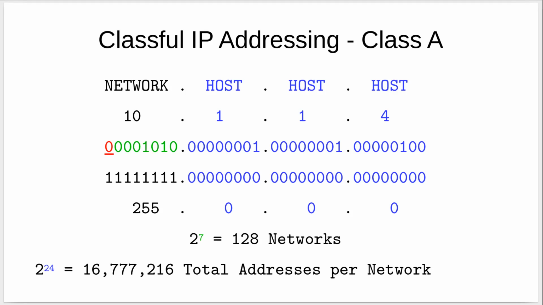Okay, now going a little bit deeper into the binary, if you remember, we said there were only 128 possible Class A IP addresses. Why is that? Well, I hope from this slide you can see exactly why that is.